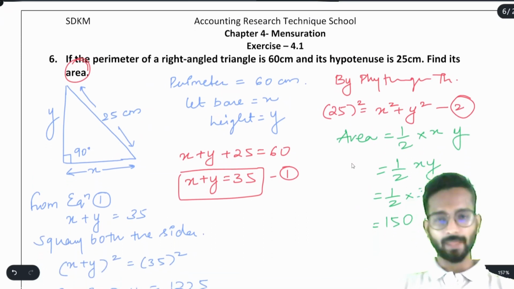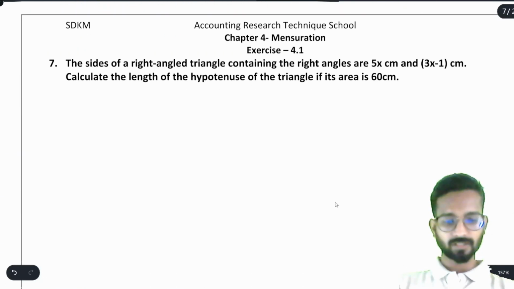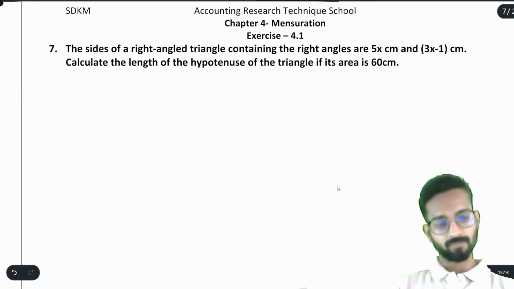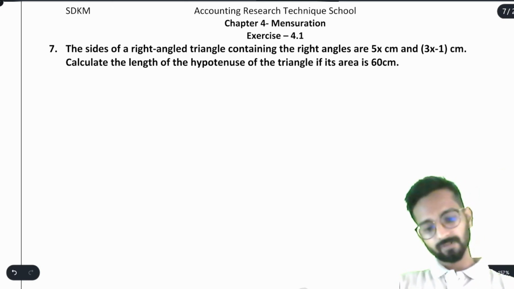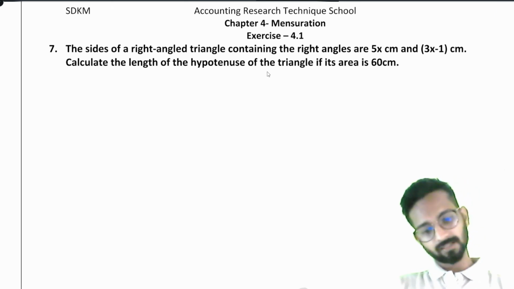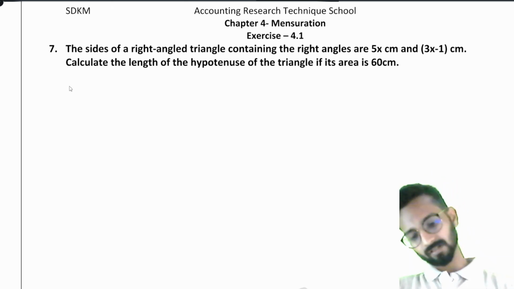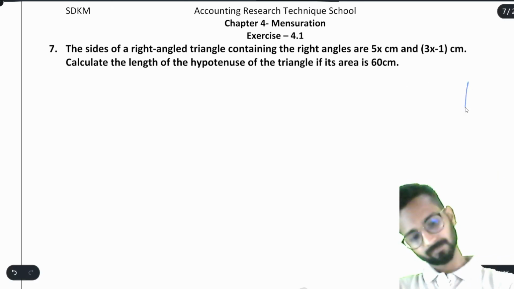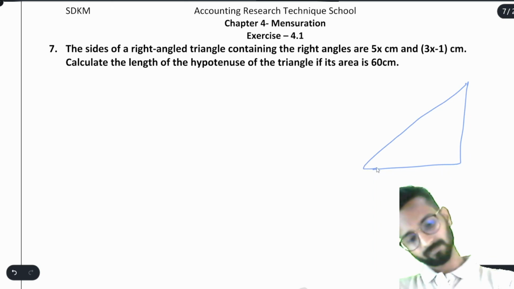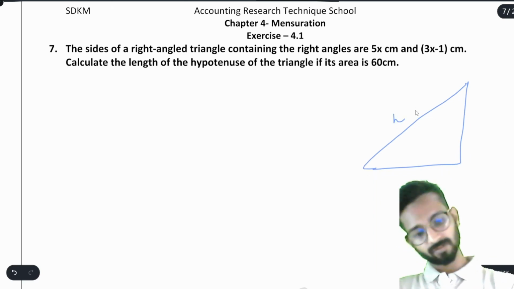Simple enough. Now question number 7. See, if the sides of a right angle triangle containing the right angle are 5x centimeter and 3x minus 1 centimeter, then calculate the length of the hypotenuse of the triangle if its area is 60 centimeter square. See, this is hypotenuse.